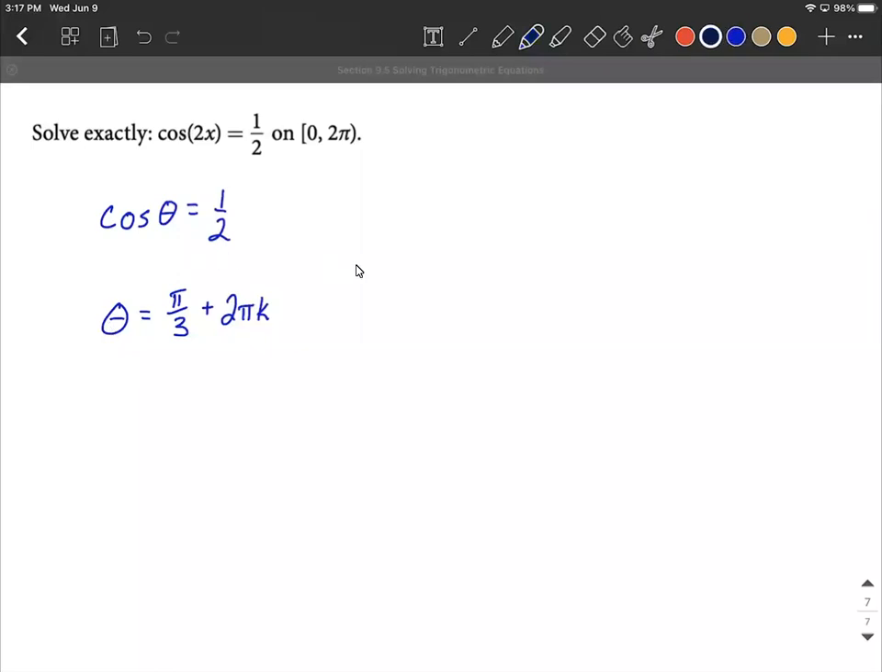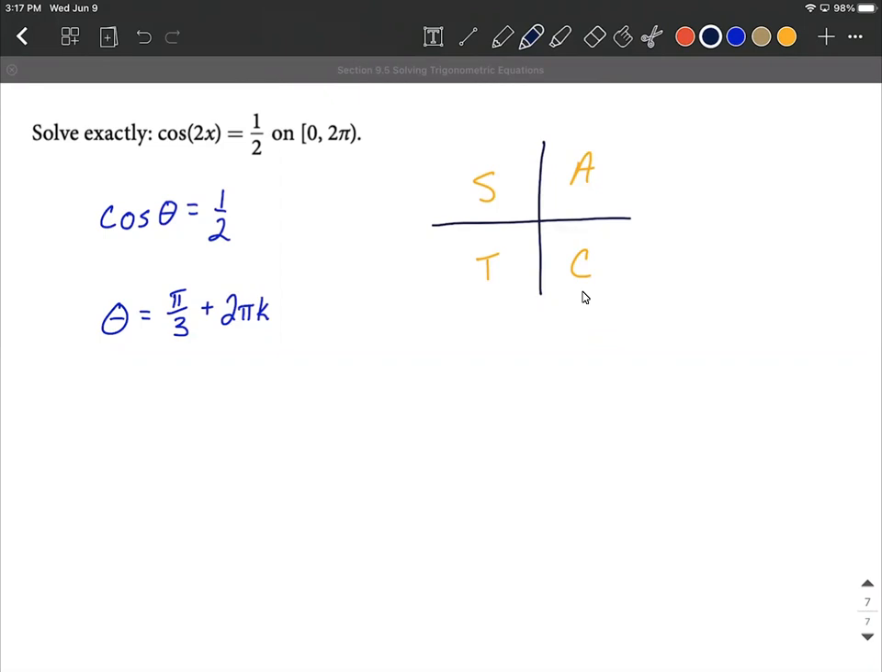We can also get an additional solution if we keep in mind cosine is going to be positive in two different quadrants. I use the phrase "all students take calculus" to remind me. Everything's positive, all of the trigonometric functions are positive in the first quadrant, only sine in the second, tangent's positive in the third, and cosine's positive in the fourth quadrant. So what I'd like to do is use this pi over 3 as a reference angle into the fourth quadrant and find some angle that'll be in the fourth quadrant that'll also have positive 1/2 coming out when I plug it into cosine.